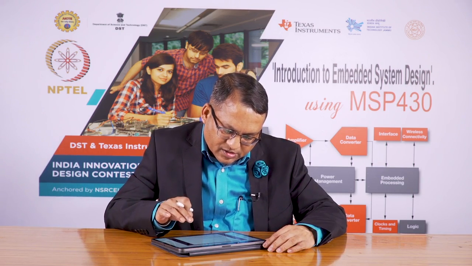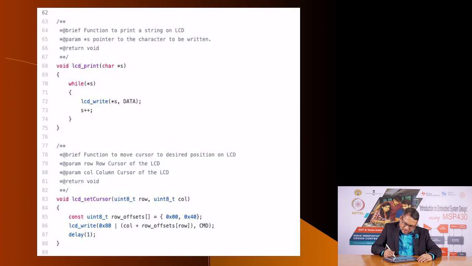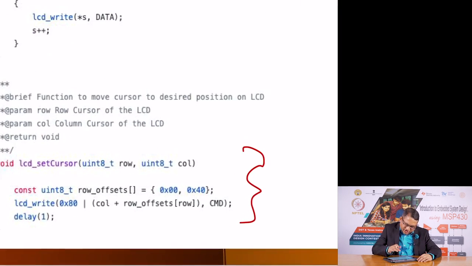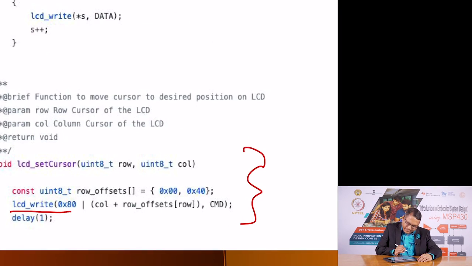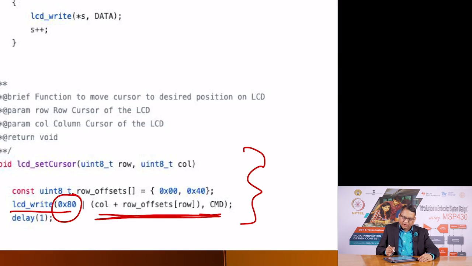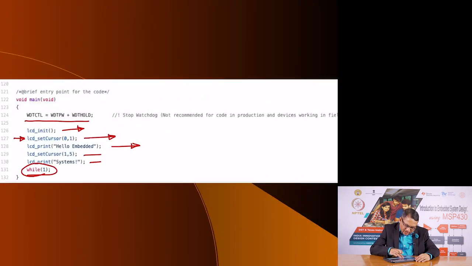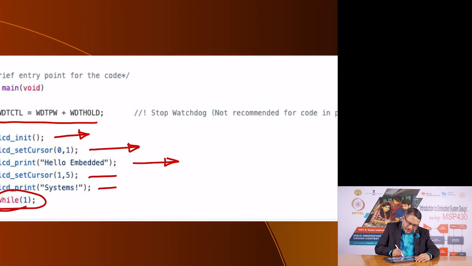LCD cursor here. Here you are sending some information which uses the same LCD write. You are sending the offset of the values to the LCD, and then you are delaying it for some time. Let us go back to the program. Then you are saying hello embedded. You want to print this information, you want to print these characters onto the LCD.